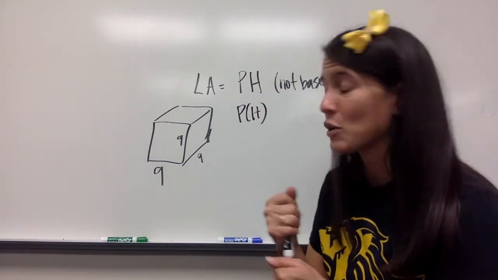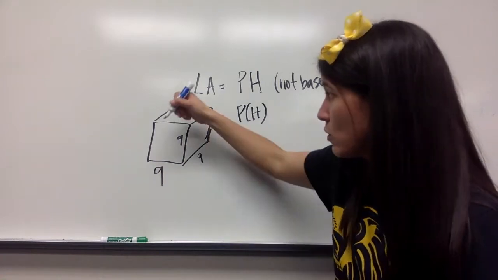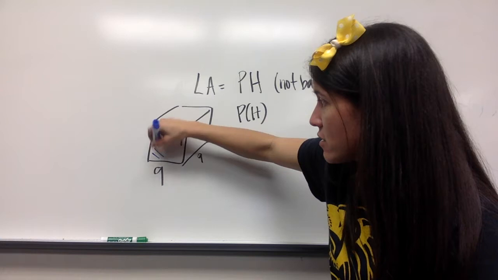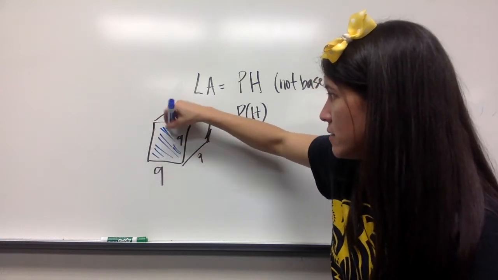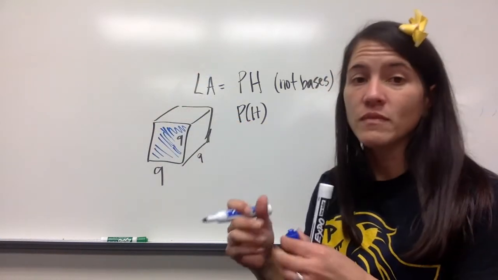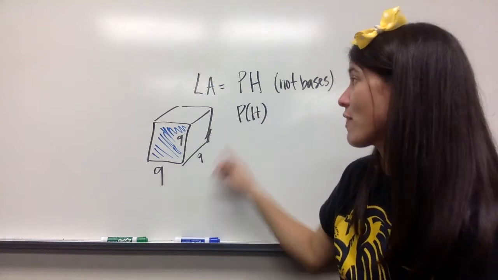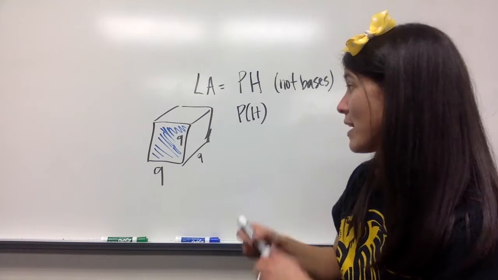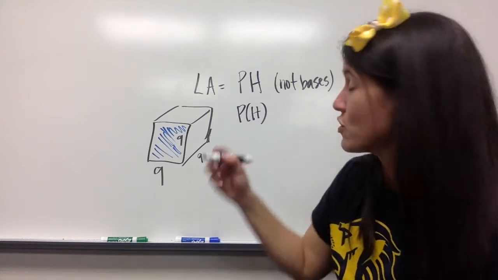Again, we need to pick our base. And so for this example, I'm going to say let's use the front as our base. Okay? So that's our base. We need to find the perimeter of our base. Well, all the sides are 9, so the perimeter of that base would be 9 times 4 is 36.